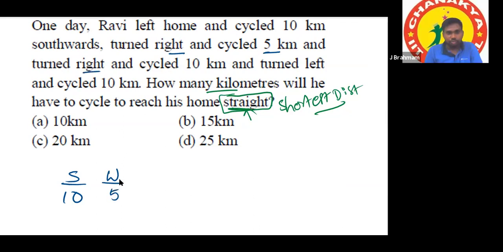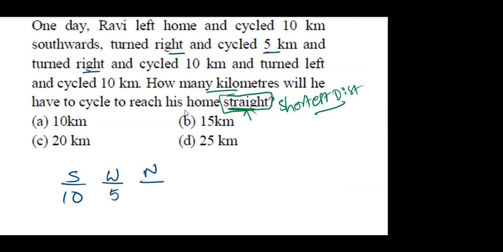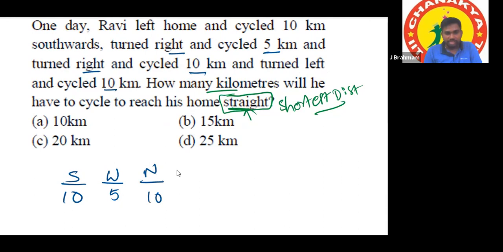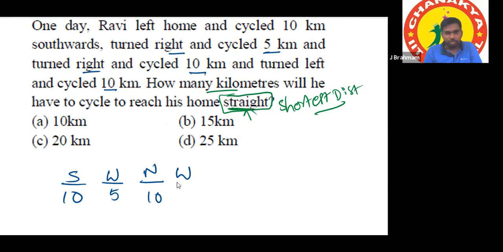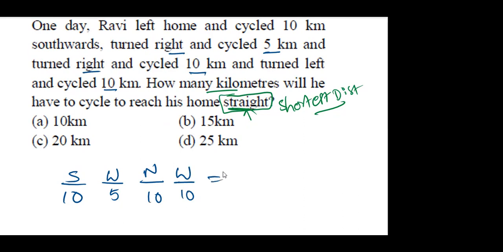Then again right. West to right means north. Next distance is 10. And turned left. North to left means again west. North and south will be cancelled, but we'll write the things first. Distance is 10 kilometers. That's all.